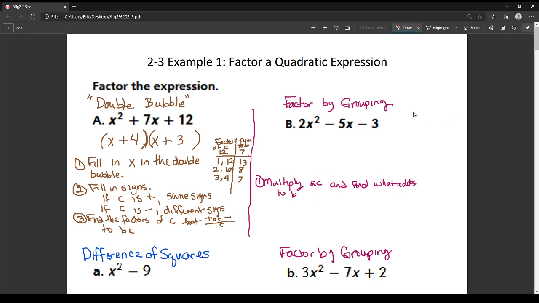Alright, so this is the factors of a times c. So a times c, so 2 times negative 3 is negative 6. And they need to sum to b. So they need to add up to negative 5.